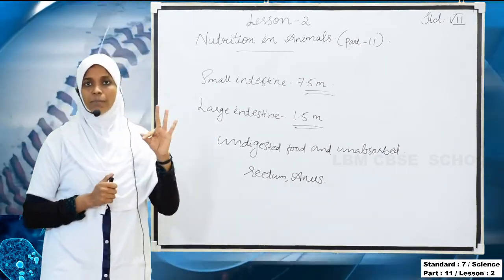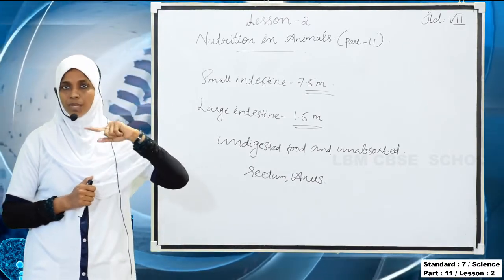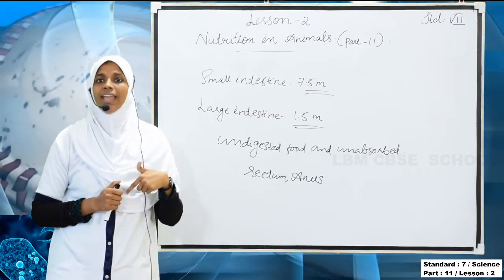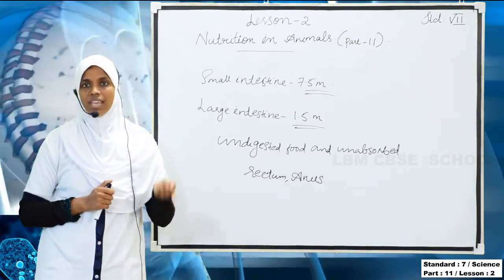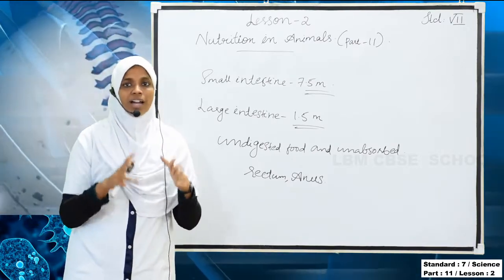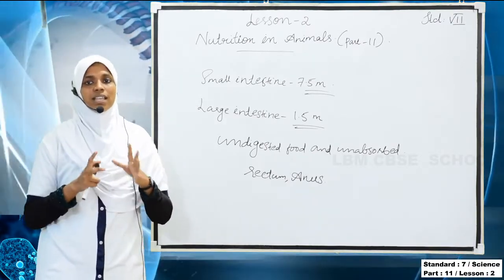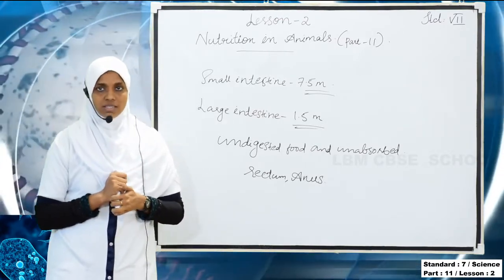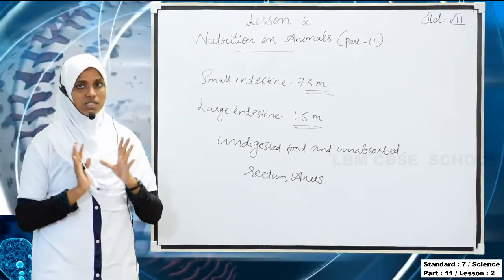What are the different parts? First, digestion starts from the buccal cavity and goes to the esophagus. Then it goes to the stomach, small intestine, large intestine, and what is the final part in the digestive system? It is the rectum and anus. The waste is expelled out through the rectum and anus.